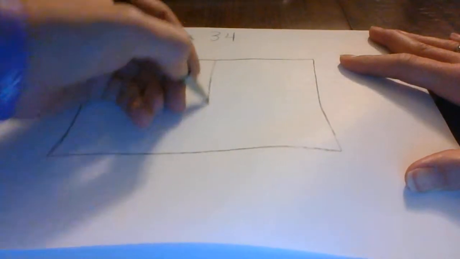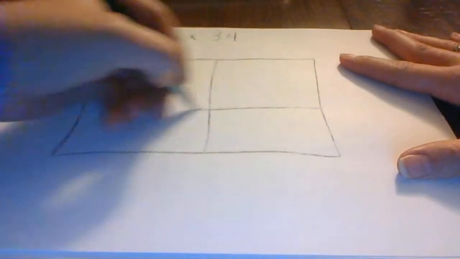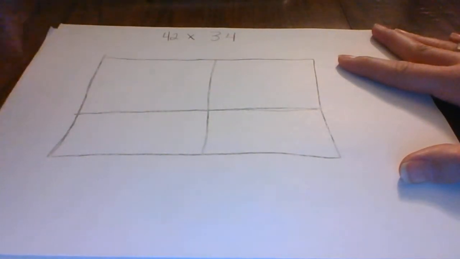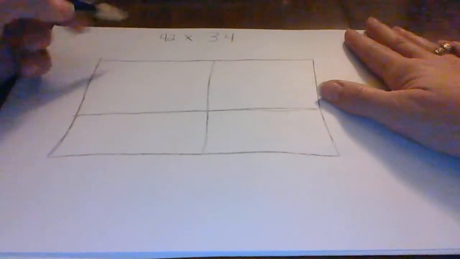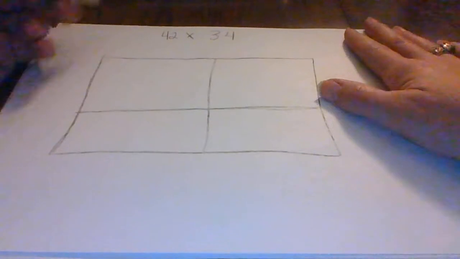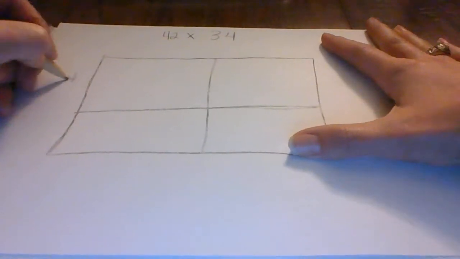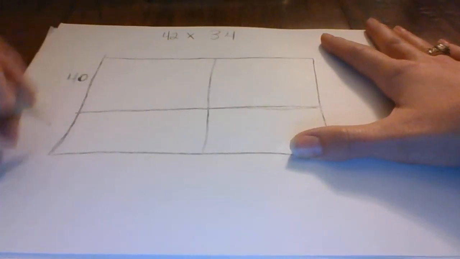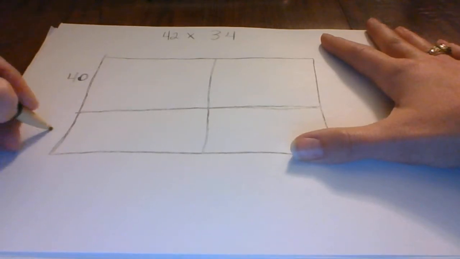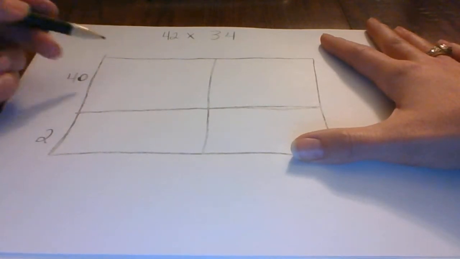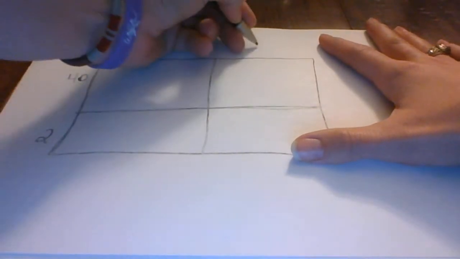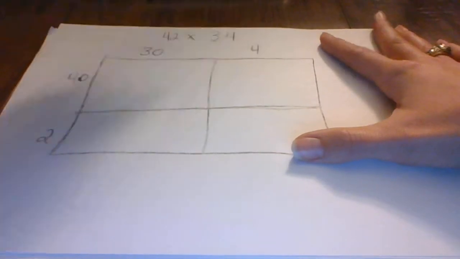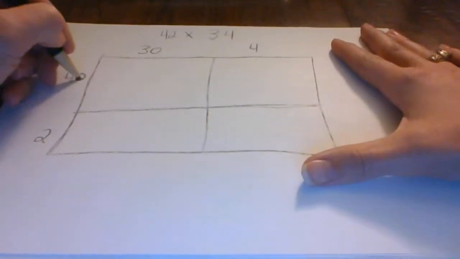And I'm going to split it up into 4 parts. In this first box, just like in the concrete model, I need to write my numbers and represent my numbers. So in this first box is going to be my 10s, so 40 would go here. And in the second box below it is going to be my ones, which would be 2. And then up top, it would be my 10s from the 34, and then my ones. Okay, so now we just have to fill in the numbers.